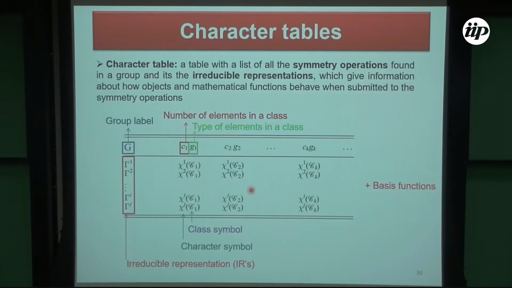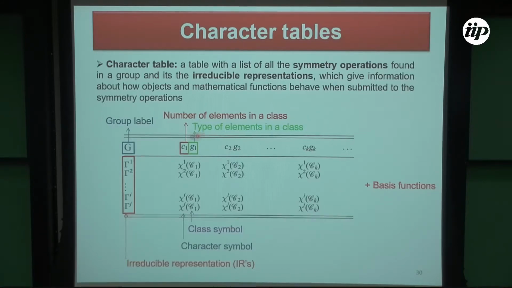Okay, so you go to the character table, which is a table with a list of all the symmetry operations found in a group. So you see the symmetry operations here. But we divide the symmetry operations into classes. Then you have the vertical mirrors, the horizontal mirrors, the main C2 axis, the other C2 axes, and so on. So here we have the group, and here we have the classes.